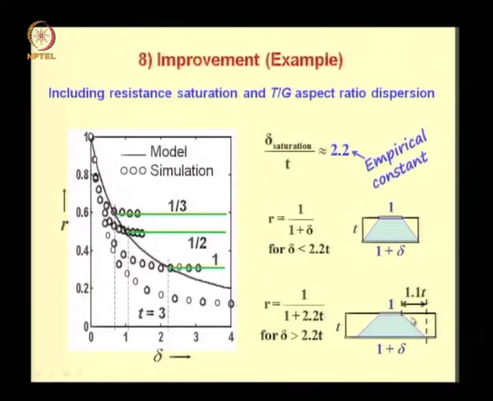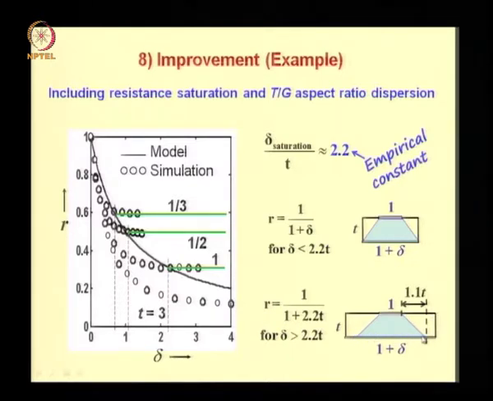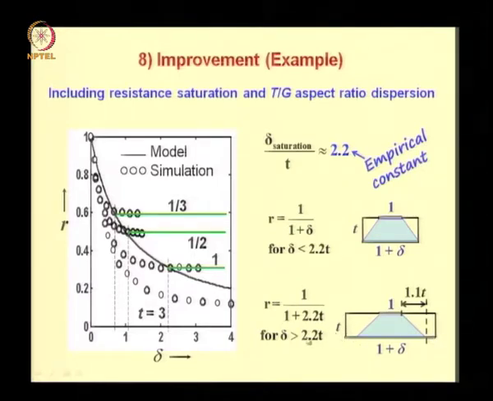This is the pictorial depiction of the model once the resistance has saturated. We assume that the current flow is limited to only a part of the bottom contact, where the extension of this current flow from the top contact is limited to 1.1 times this dimension, the normalized dimension, that is small t. So the 2.2 t is obtained by taking 1.1 t on either side of the top contact.